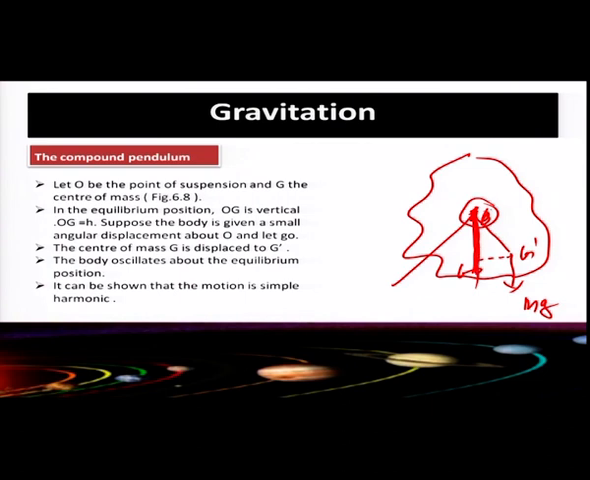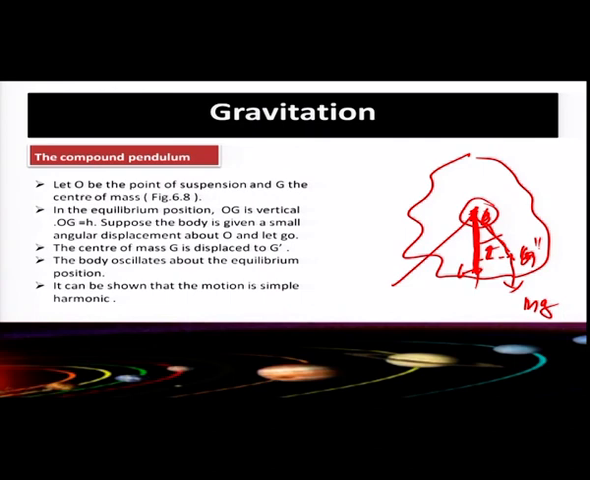Suppose the body is given a small angular displacement, say this angular displacement theta, and let go. The center of mass is then displaced to G dash. The body oscillates about the equilibrium position, and it can be shown that the motion is a simple harmonic motion. So, what is a simple harmonic motion?